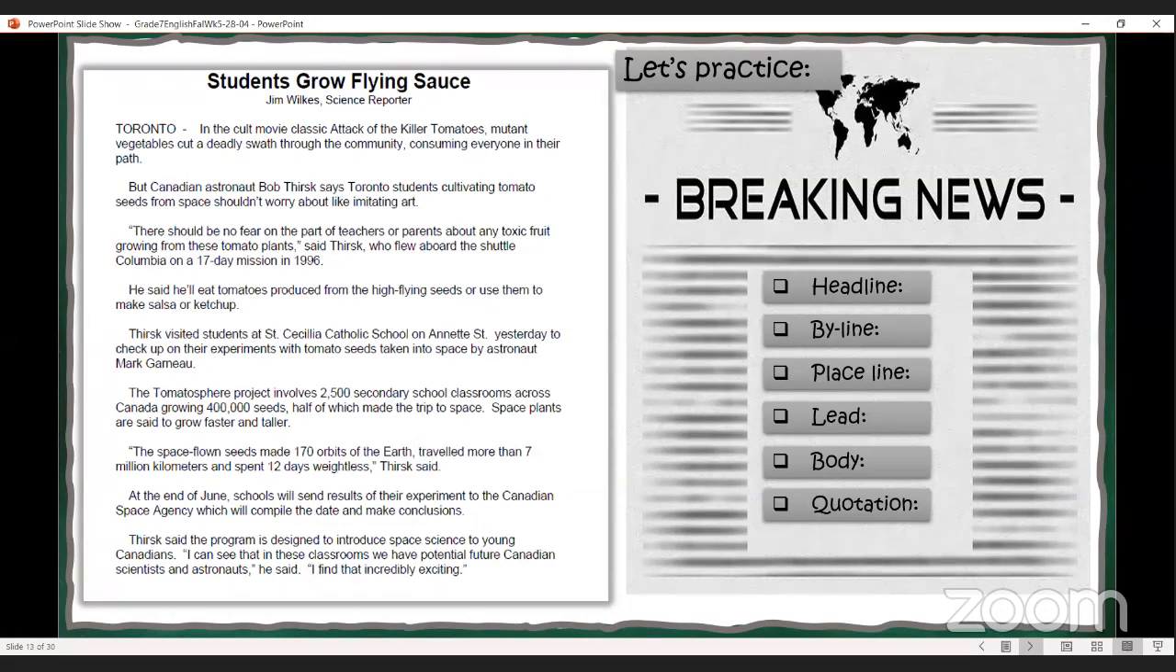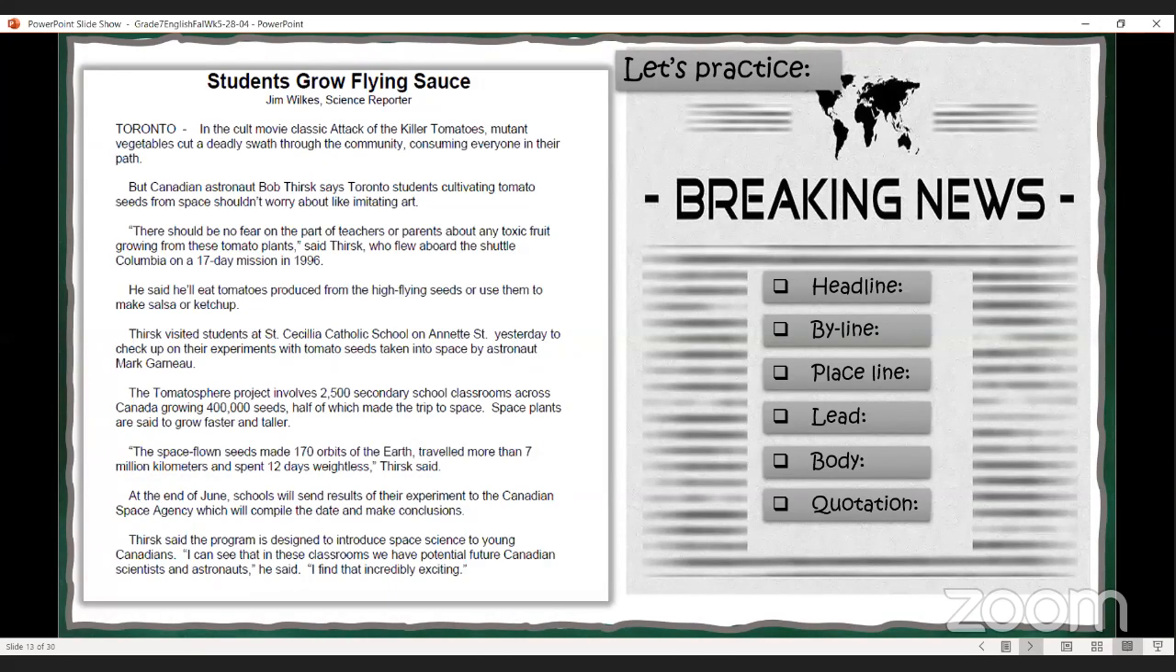Now, Jim Wilkes is the reporter, but the person actually saying the quotation, remember, it's the person actually speaking. Yes, excellent. Bob Thirsk. Why is Bob Thirsk important? Who is he? Two words that tell you who he is. Who is very good. That's what I'm talking about. Bob Thirsk is a Canadian astronaut.